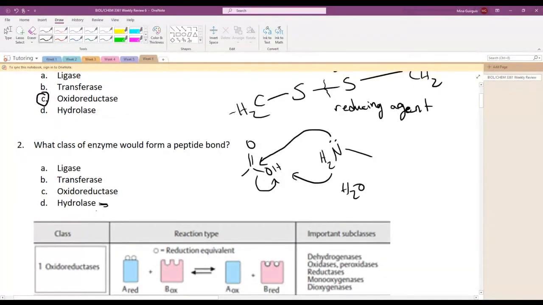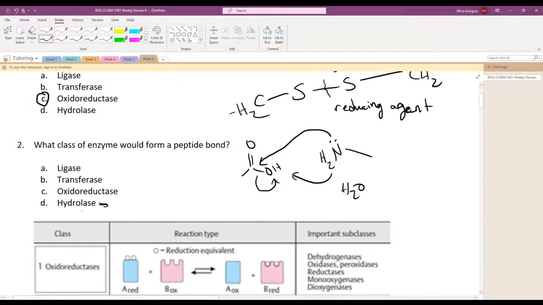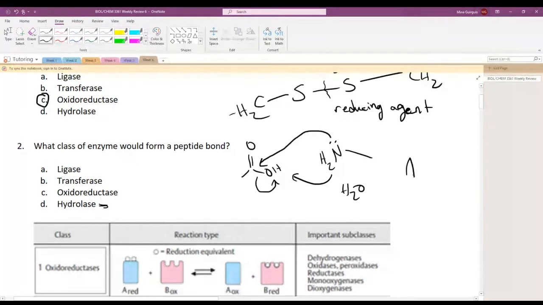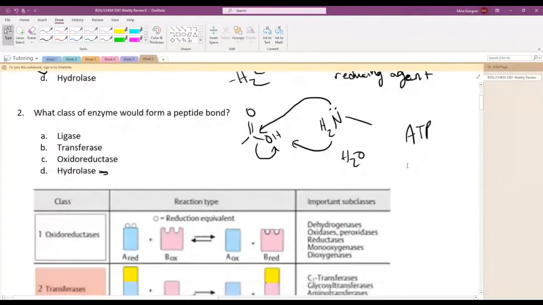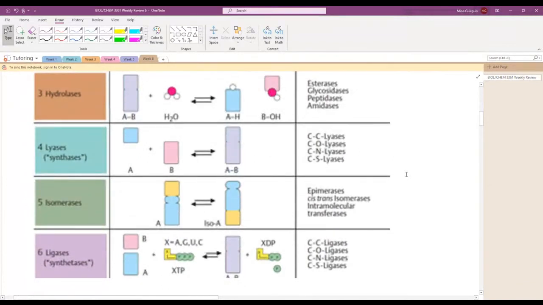However, in our body, that's not the exact mechanism that happens. Because it's done in ribosomes, the ribosomes need a little bit of help, and so they actually have an ATP-catalyzed reaction. And as we'll see in this figure down here, when you have an ATP-catalyzed reaction, it tends to be a ligase, especially when you're combining 2.